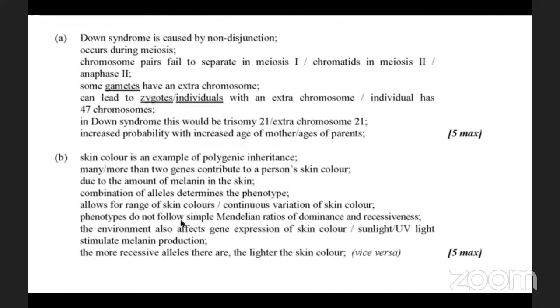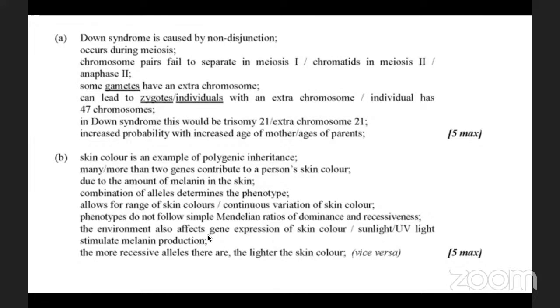And the phenotypes do not follow simple Mendelian ratios of dominance and recessiveness because there are many genes involved. So you can say that it is a non-Mendelian ratio. Another thing about skin color is that the environment also affects gene expression of skin color. Sunlight UV can stimulate melanin production. This is an additional point.